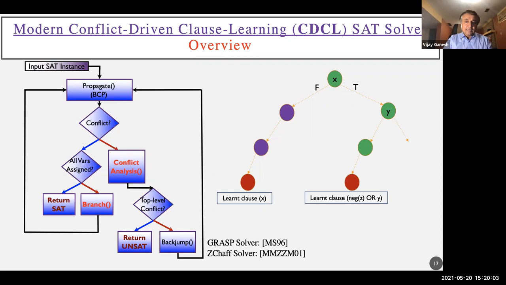So what is the solver doing? The solver is making choices and learning lessons, deductive lessons about the search space of the formula, and remembering them so that it doesn't make the same mistakes again. And every time it learns a lesson, it cuts the search dramatically.